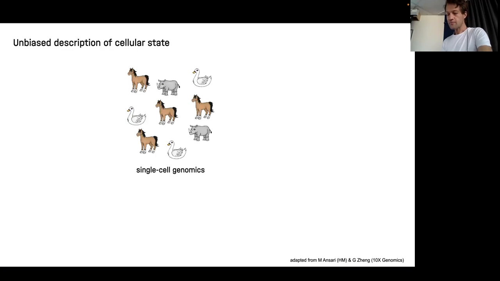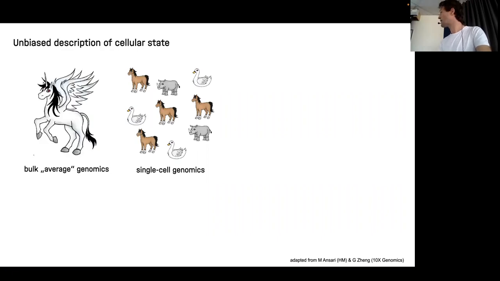And of course, now we want to look at an unbiased description of cell state. For this, we use single-cell genomics. This is an illustration a recent PhD student made. We want to have this single-cell effect. If we were just to look into bulk, it would look like that. So we don't want to have average genomics.